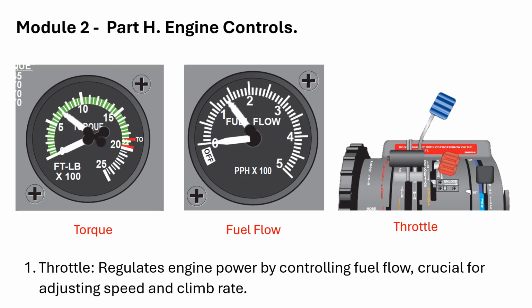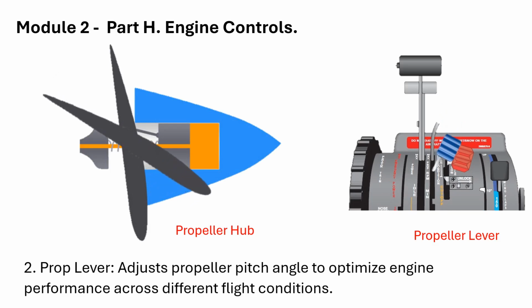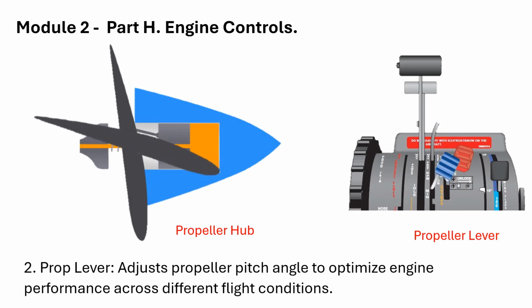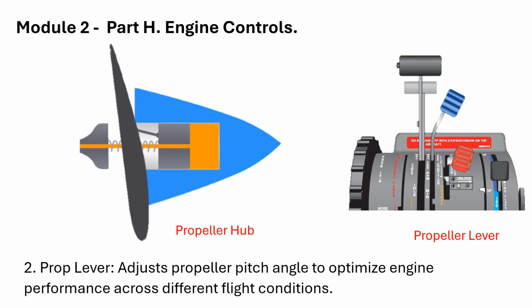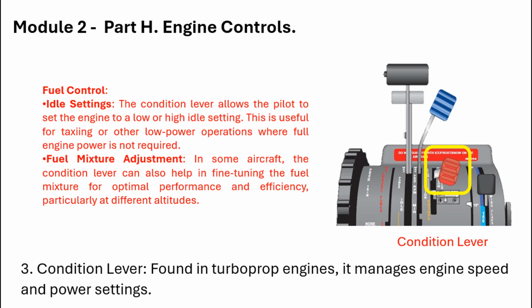Part H. Engine controls. 1. Throttle. Regulates engine power by controlling fuel flow, crucial for adjusting speed and climb rate. 2. Prop lever. Adjusts propeller pitch angle to optimize engine performance across different flight conditions. 3. Condition lever. Found in turboprop engines, it manages engine speed and power settings.